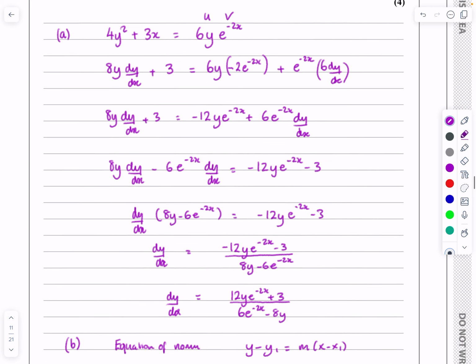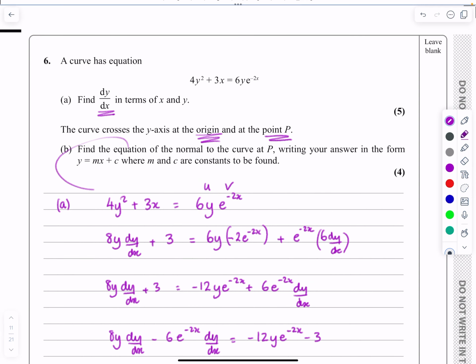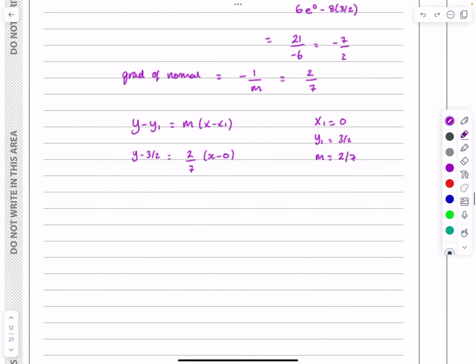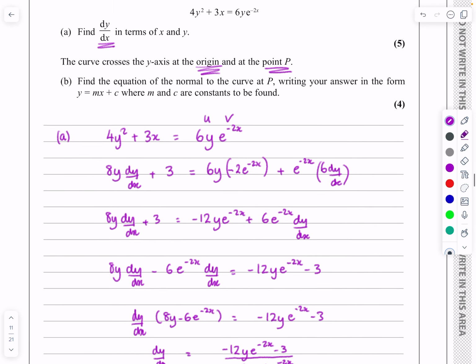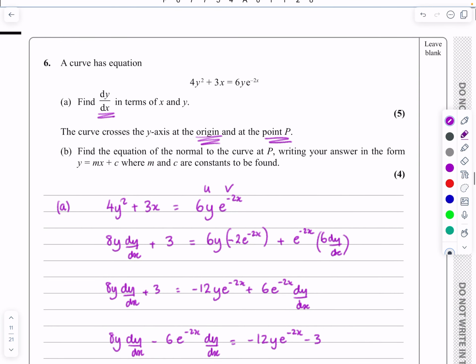Let's just go back. Did it say anything about the form? Well, yeah, in the form y equals mx plus c. So if it's in that format, we're going to get y minus 3 over 2 equals 2 over 7x. So y actually equals 2 over 7x plus 3 over 2. And again, for this question, it would have been quite nice if at some stage they said show that, as it would have made me feel a bit more confident, but it's a 9-mark question on implicit differentiation. Hopefully all that makes sense.